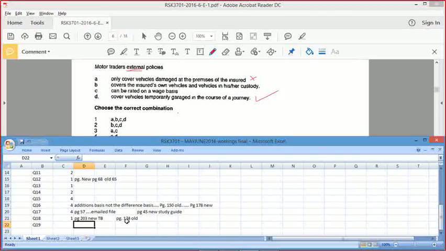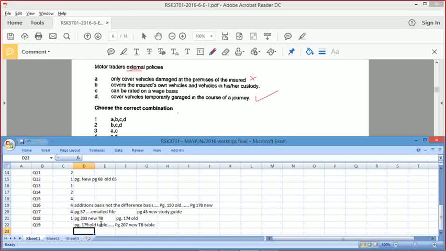In my textbook, they have it under a table. Yes, where the vehicle is covered, external policies and internal policies. Okay, so it's in the table on page 179. Page 179, old table. And mine is 207. Just say that again? 207. 207, new textbook table. All right, so yeah, it is there.